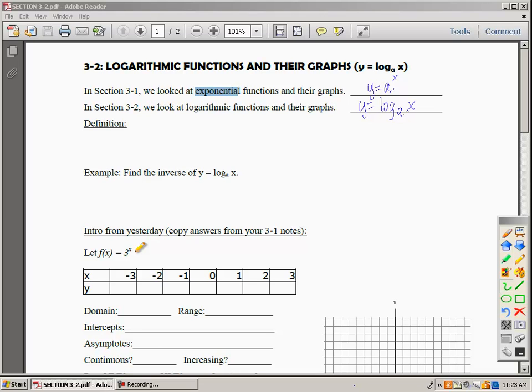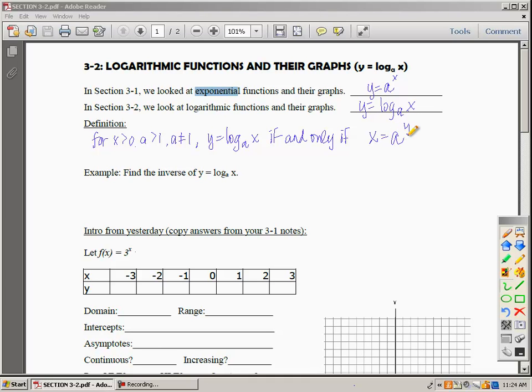Let's look at the definition. Basically, here's what your book says. When x is greater than 0, a is greater than 0, and a can't be 1. If the base is 1, then you're just dealing with a line, so we're not looking there. Then you have a function y equals log base a of x if and only if x equals a to the y.